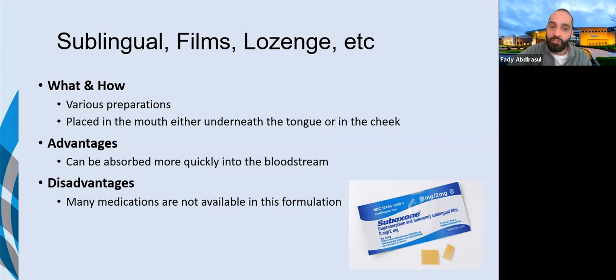And then lozenges. Lozenges are usually placed between the gum and the cheek and are dissolved that way into the saliva. The good thing with this dosage form though is it can be absorbed more quickly into the bloodstream, because they're absorbed through the saliva and then into the bloodstream. So it's not going down your esophagus, into your stomach, into your intestines. They're absorbed directly from the saliva into your bloodstream, so they can start working a little bit faster than other oral dosage forms. Disadvantages, we don't have a ton of medications that are available in this dosage form.